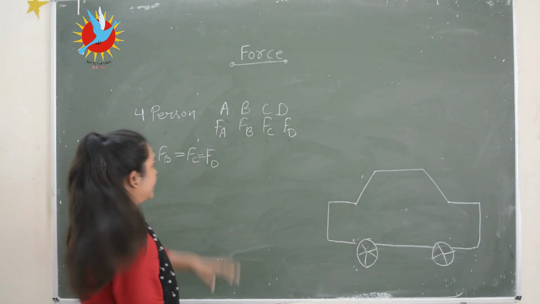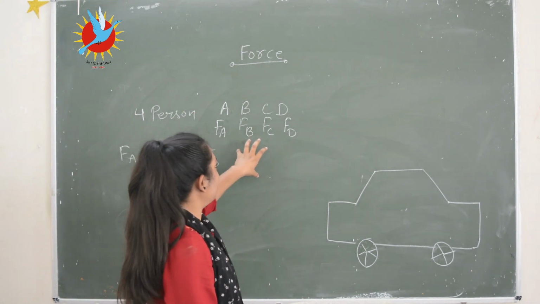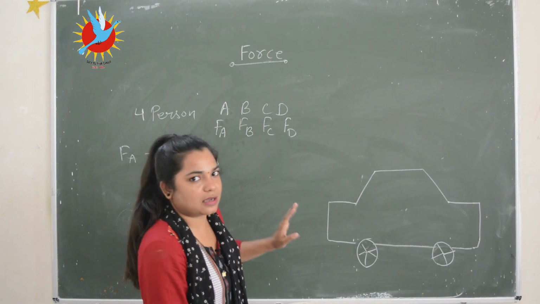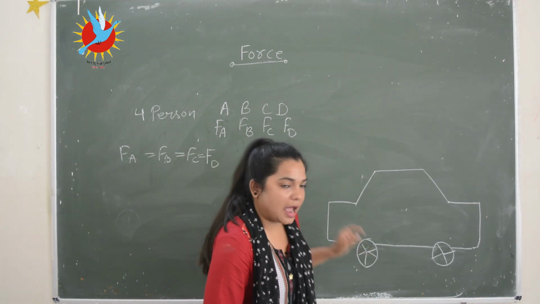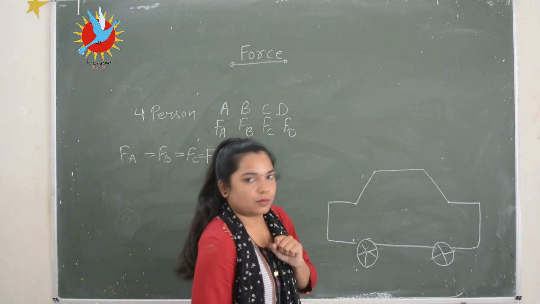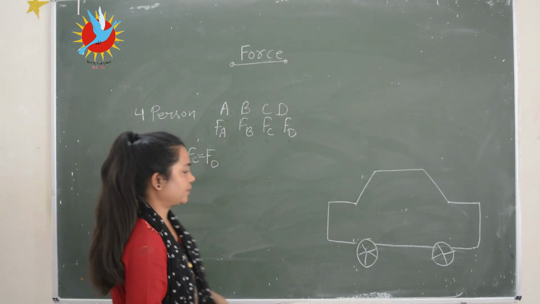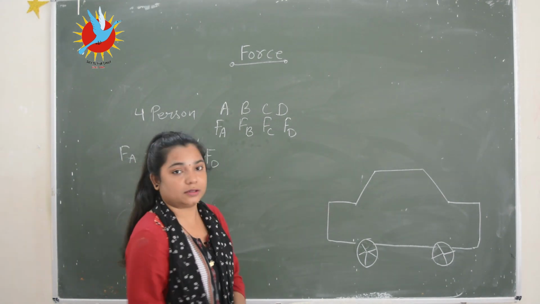Actually, we are not going to do anything. These 4 persons are going to do. Okay, so these 4 people are pushing this car. They are pushing this car, but the car hasn't moved even a single inch. Why? Try to think. Why is it not moving? All 4 of them are pushing it together.